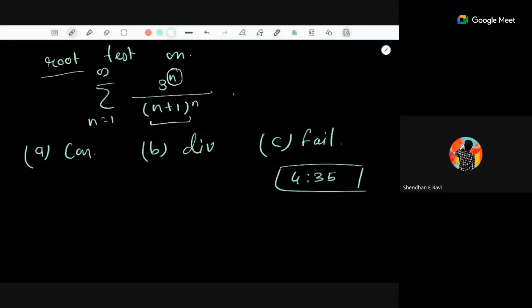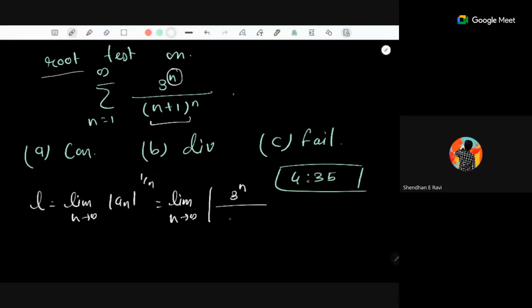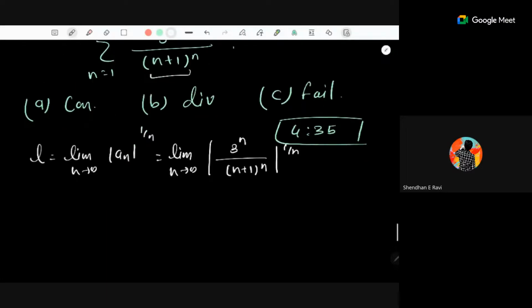So in the root test, what do we need to find out? We need to find L equals the limit as n tends to infinity of modulus of a_n to the power 1 by n, right? So let's see what this is. The limit as n goes to infinity of modulus of a_n, where the value of a_n is 3 to the power n upon (n plus 1) to the power n, to the whole power 1 by n. Here the modulus won't affect the term because we have all positive terms.